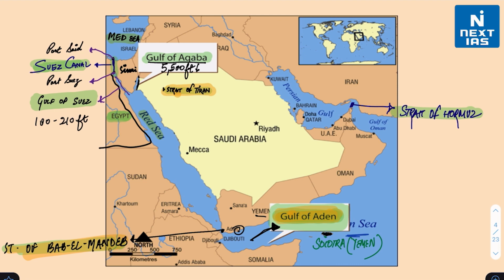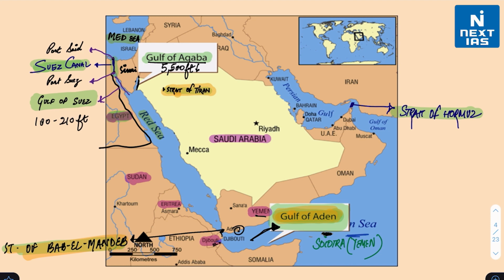Let us now talk about the nations bordering the Red Sea. On the eastern shore we have Saudi Arabia and Yemen. Towards the western shore we have Egypt, Sudan, Eritrea and Djibouti. Djibouti is strategically very important as it is adjacent to the narrow Strait of Bab el-Mandeb, and there are naval bases of foreign countries on its soil.